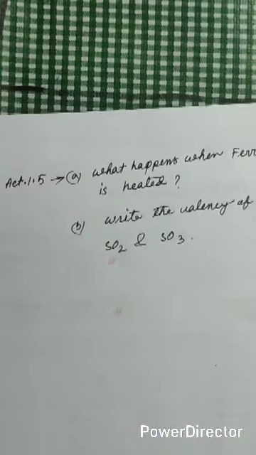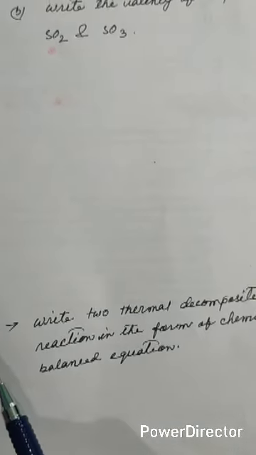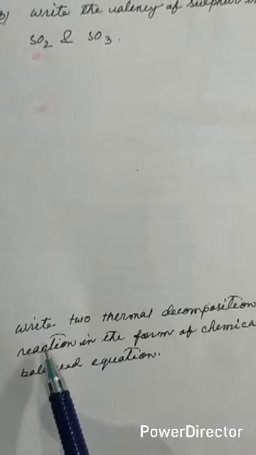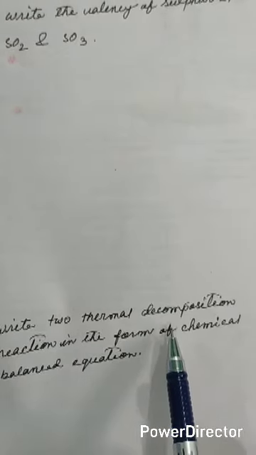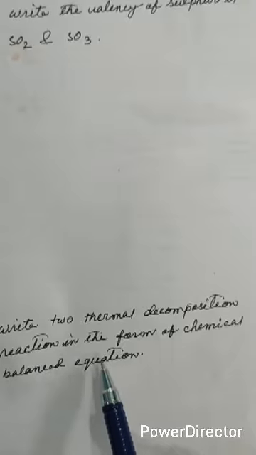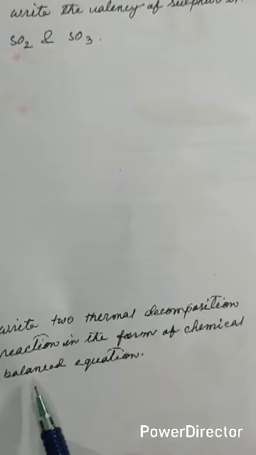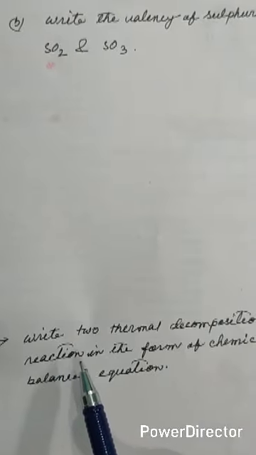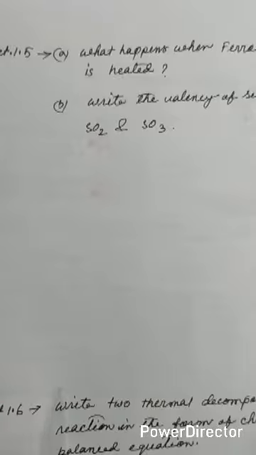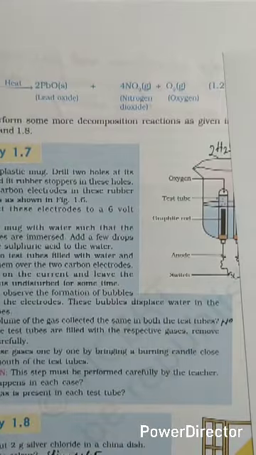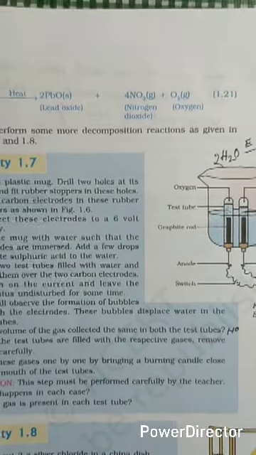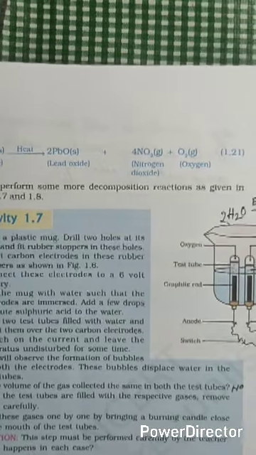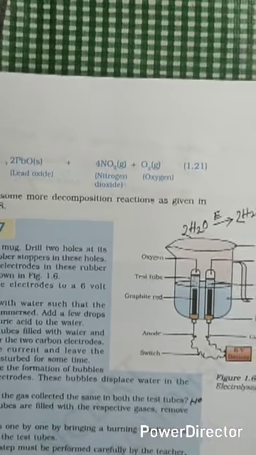Okay, so based on this, I want to put one question to you. For activity 1.6, try to answer it. Write the thermal decomposition reaction in the form of a balanced chemical equation. That is your question, try to answer it. Okay, now come to activity 1.7. This activity is very important.